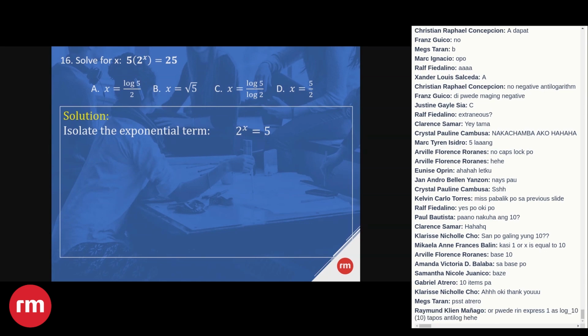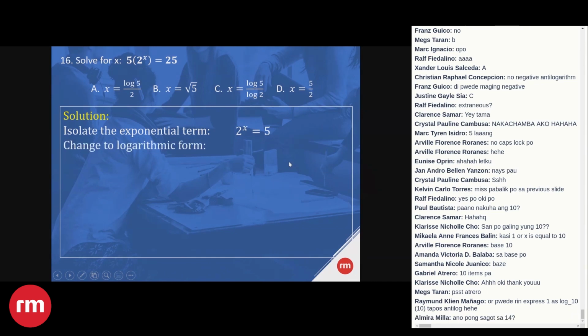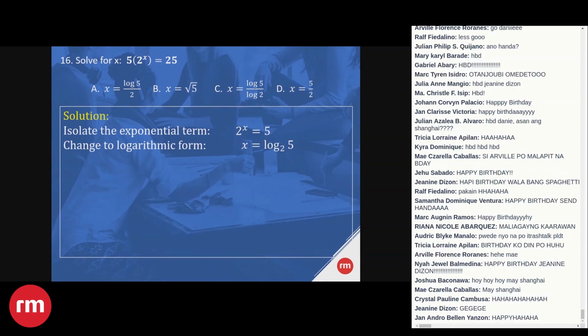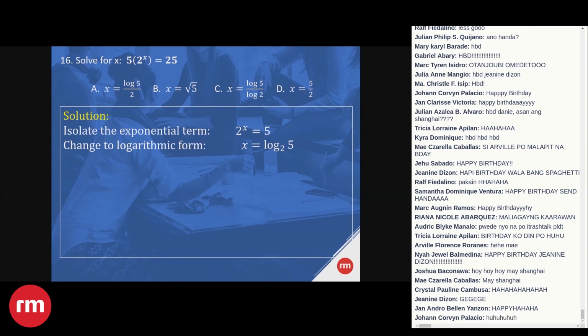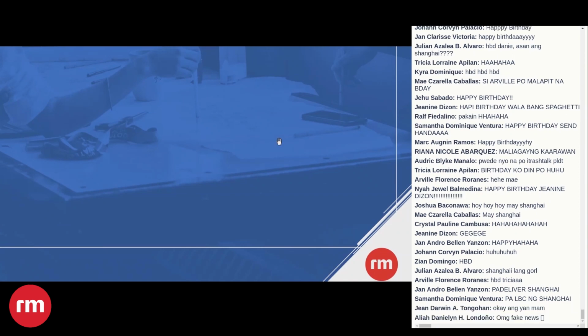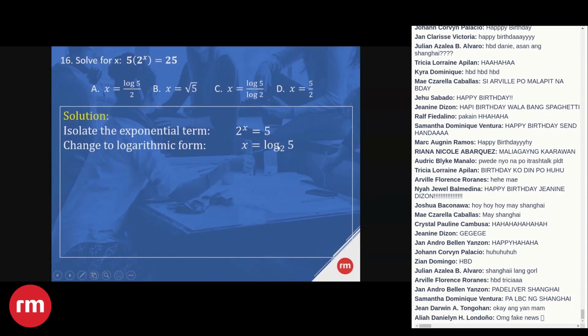So, sabi sa example natin kanina, to find the value of x, there's no other way but to do transformation. So, if you transform to logarithmic form, this is x equals logarithm to the base 2 of 5. Ang problema, wala sa choices natin yung logarithm of 5 to the base 2. However, in our choices, walang ganun value ng x.